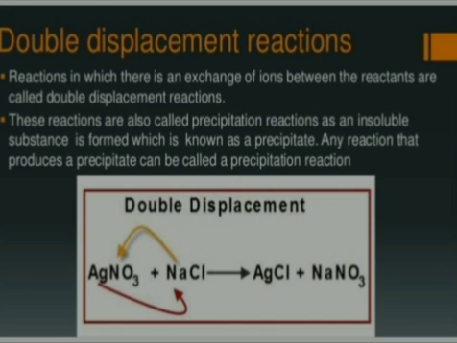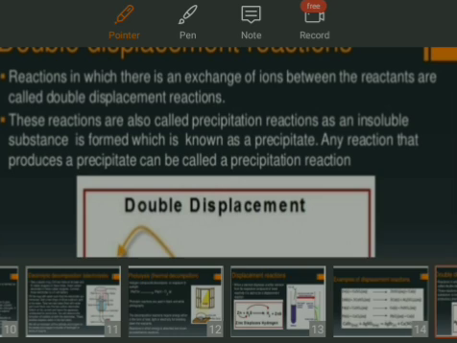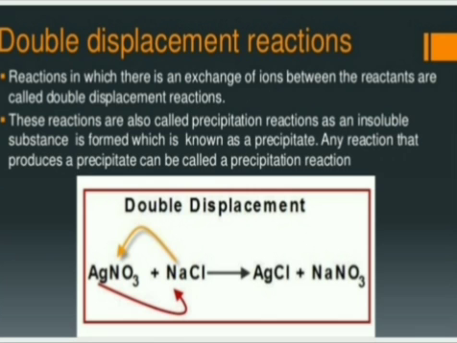For example, when silver nitrate is treated with sodium chloride, silver chloride is formed and sodium nitrate is produced. In this reaction, silver chloride and sodium nitrate, two different products, are produced, and silver chloride is produced in the form of precipitate.